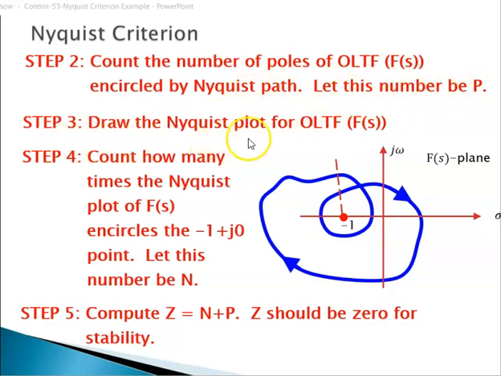Then draw the Nyquist plot for F(s), that is, on the F(s) plane. Count how many times this encircles minus 1 plus j0. Let that number be n. Compute Z equal to n plus p. Z should be 0 for stability. Let us try to apply this to an example problem and see.